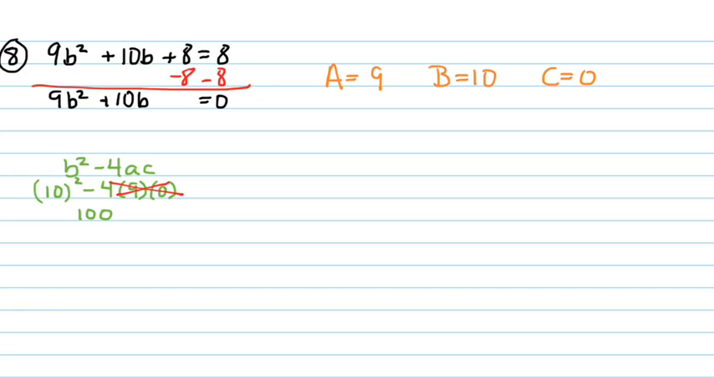And so in this case, we have a positive number, and so we have two real solutions. And just to recap, if it's positive, it's 2 real. If it's negative, it's 2 imaginary. If it's 0, it's 1 real.